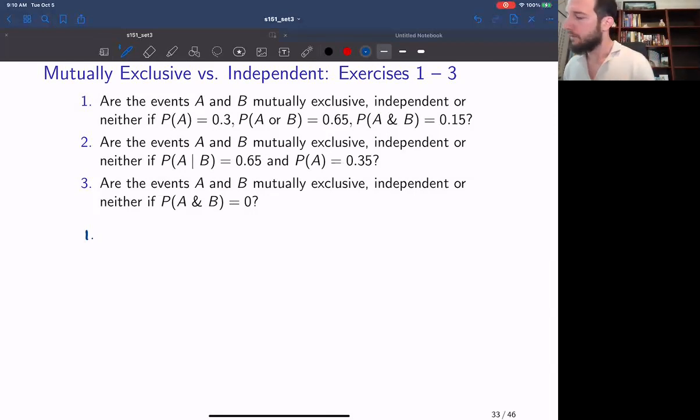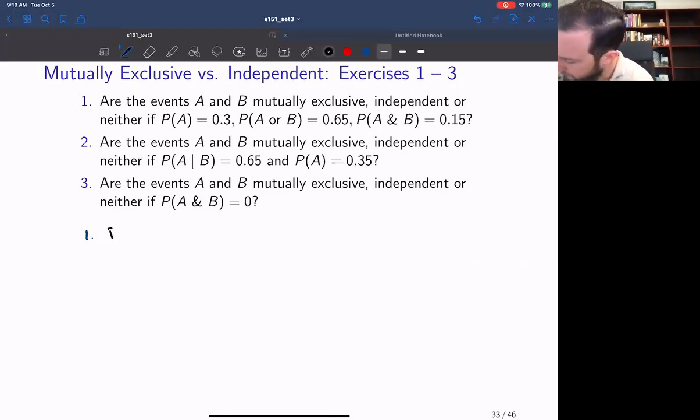In exercise 1, it says: Are the events A and B mutually exclusive, independent, or neither? Again, neither in this case would just mean dependent. If P of A is 0.3, P of A or B is 0.65, and P of A and B is 0.15.